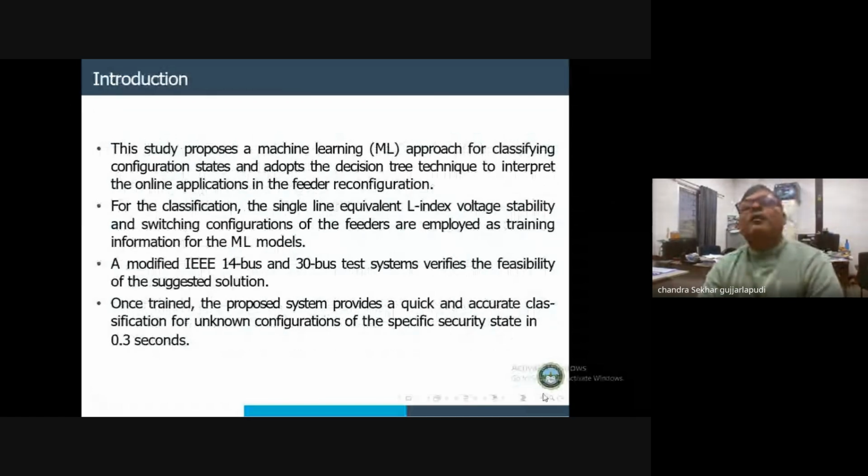So here what we are going to do is, whenever we are doing some kind of feeder operations, many situations may arise. Some cases may give a good voltage level situation.